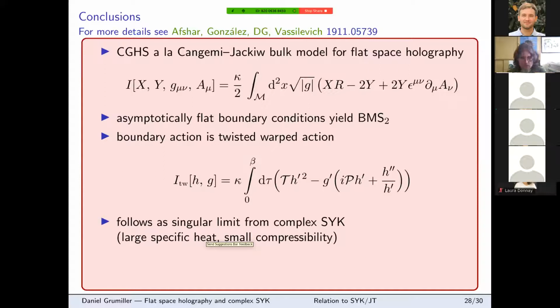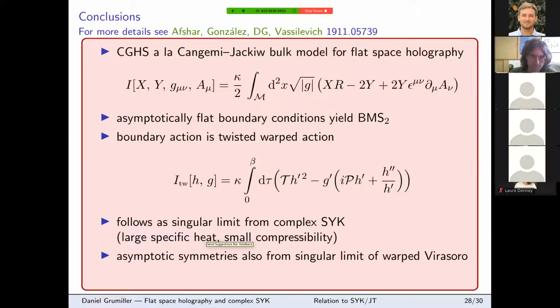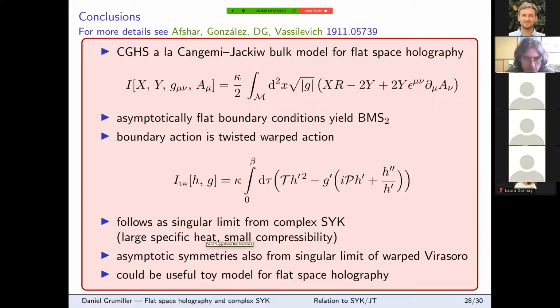And this twisted warped action follows as a singular limit from the complex SYK action in the limit of large specific heat and small compressibility. And the same asymptotic symmetries also follow from a singular limit of warped Virasoro. So we can also obtain BMS, or rather warped, as a singular limit of warped Virasoro. So the upshot of this is that this model could be a useful toy model for flat space holography.